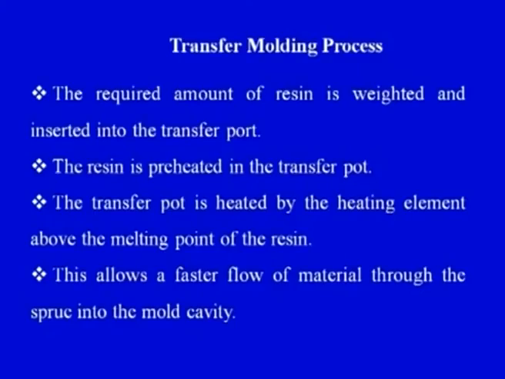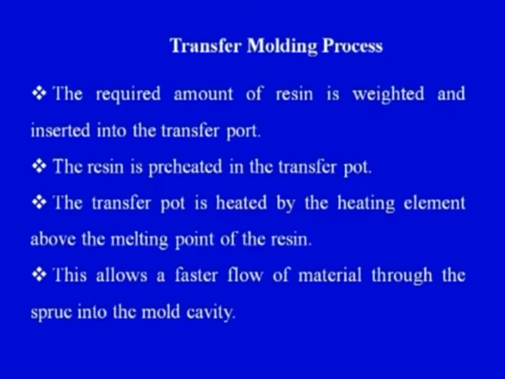In the transfer molding process, the required amount of resin is weighed and inserted into the transfer pot. So, the first important point is that in this particular case we are going to meter the amount of charge, or measure or ration the amount of charge that we are going to put inside the transfer pot. Why? Because we know what the volume of the final product is going to be that we produce by the transfer molding process. Depending upon that volume, we will input the charge in a metered way. So, the required amount of resin is weighed and inserted into the transfer pot.